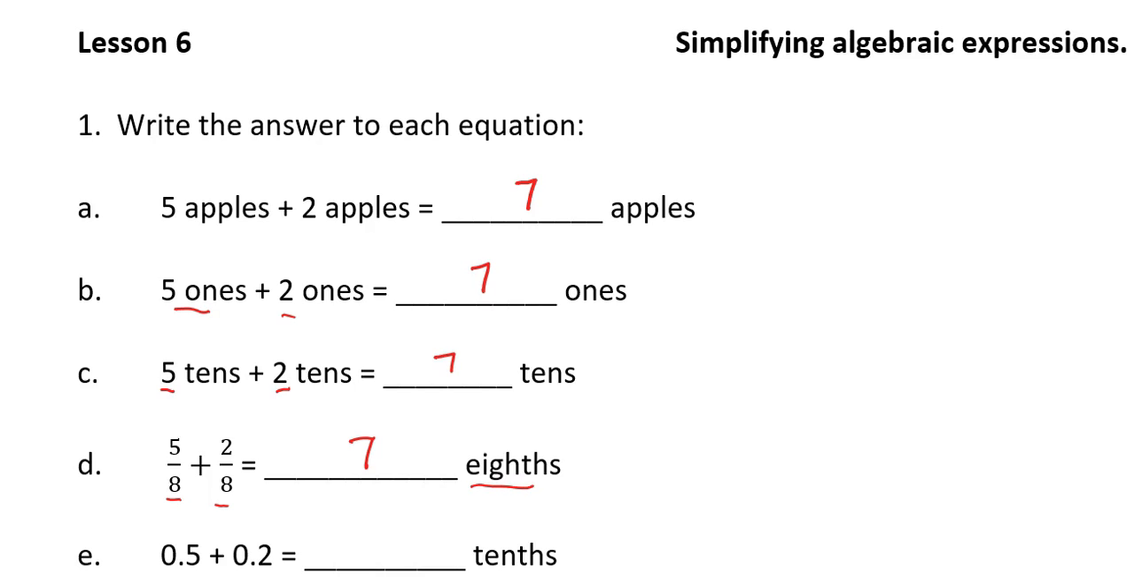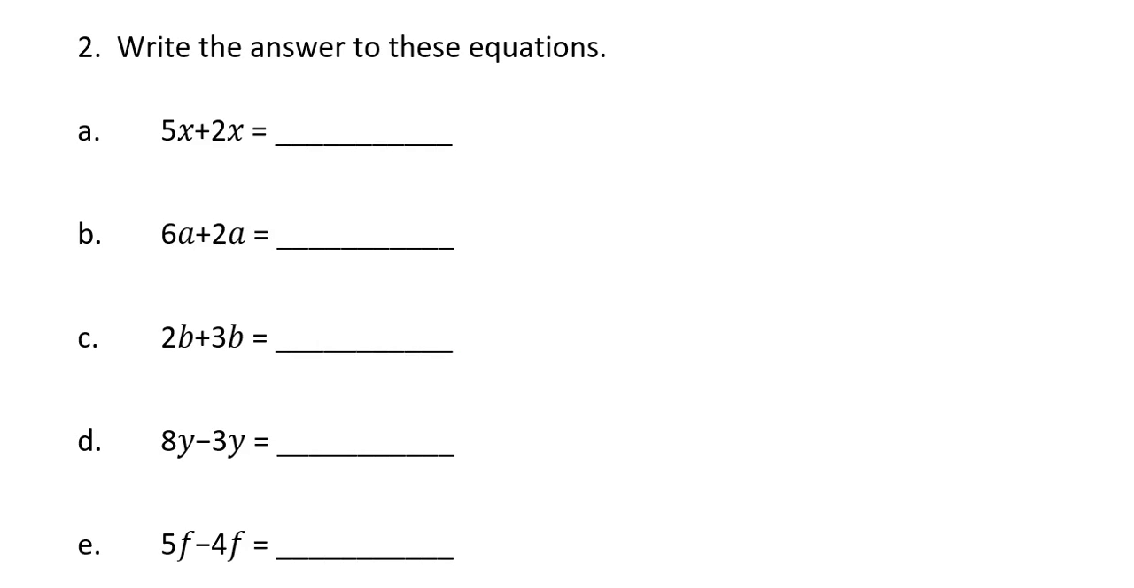And let's do one more. If I have 5 tenths and I add 2 more tenths, then I have 7 tenths. So you can see that even though each problem has an answer of 7, each problem is counting something different. So here we counted apples and then ones and tens and eighths and tenths. So that 7 has a different meaning depending on what the unit was in each problem. So we're going to think about that when we work on these problems that have variables.